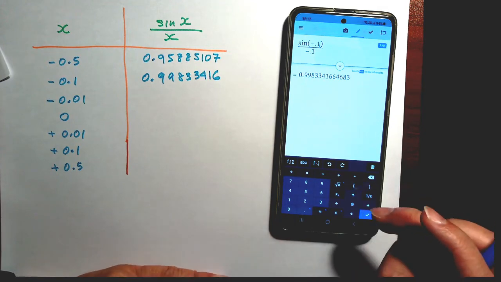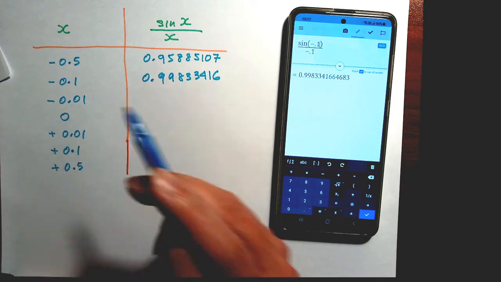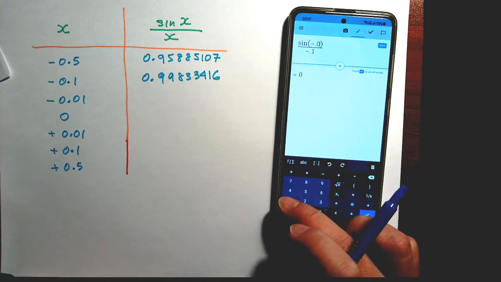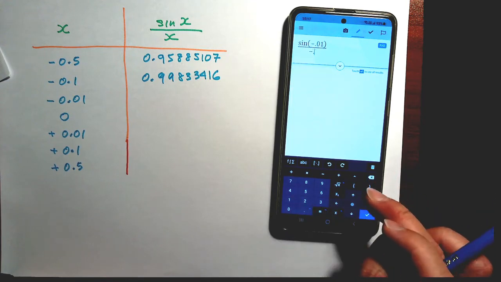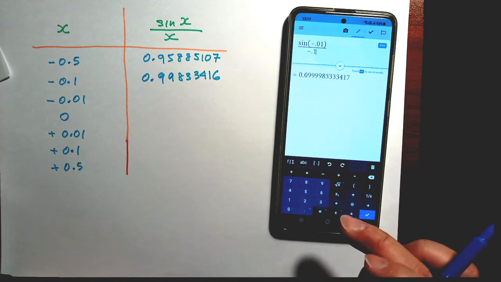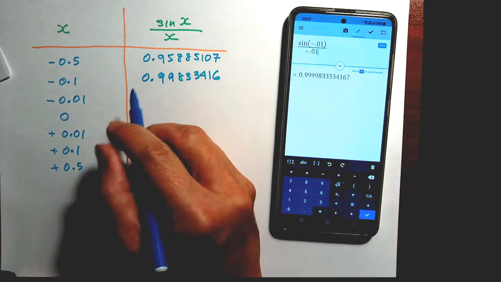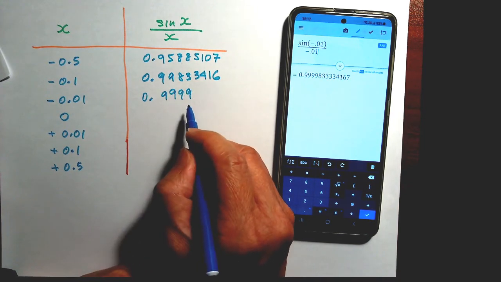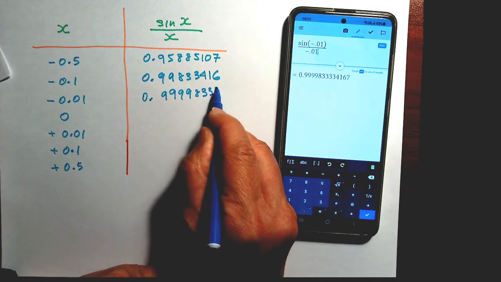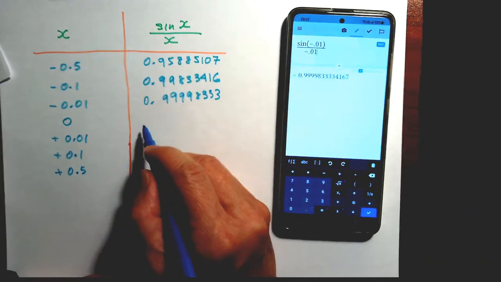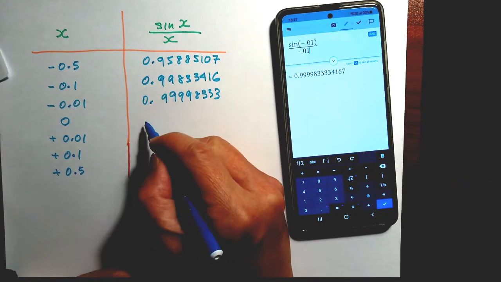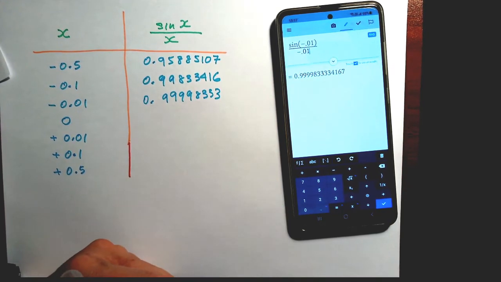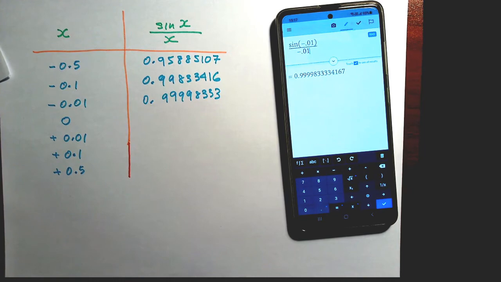The next one would be minus 0.01. So minus 0.01, and below here, minus 0.01. Okay, the value would be 0.99983333. Now at 0, the value is undefined because any value over 0 is undefined. So let me write it in a different color, undefined.